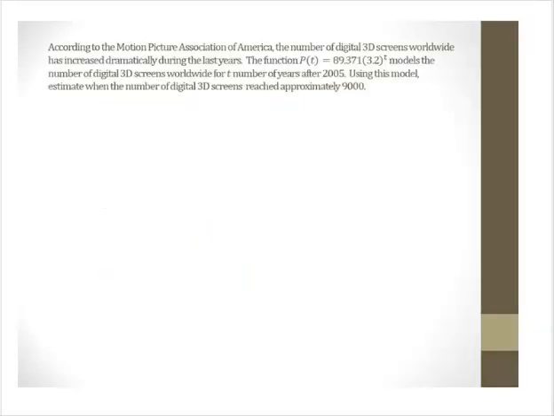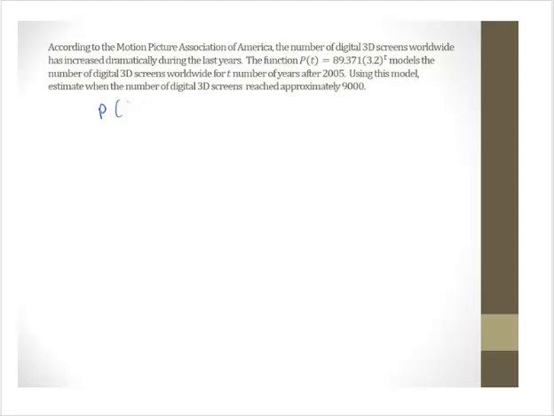Alright, so now let's look at some applications. Here's one. According to the Motion Picture Association of America, the number of digital 3D screens worldwide has increased dramatically during the last years. The function p of t equals 89.371 times 3.2 to the t models the number of digital 3D screens worldwide for t number of years after 2005. Using this model, estimate when the number of digital 3D screens reached approximately 9,000.